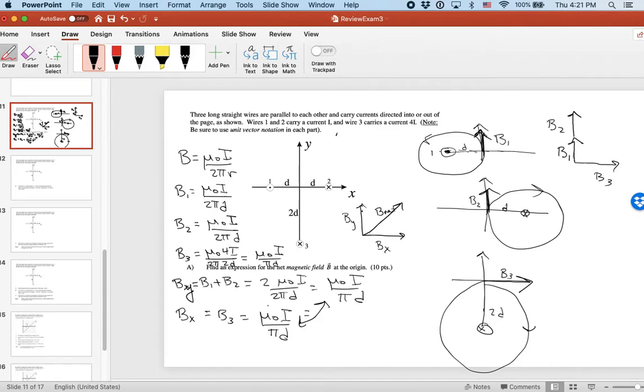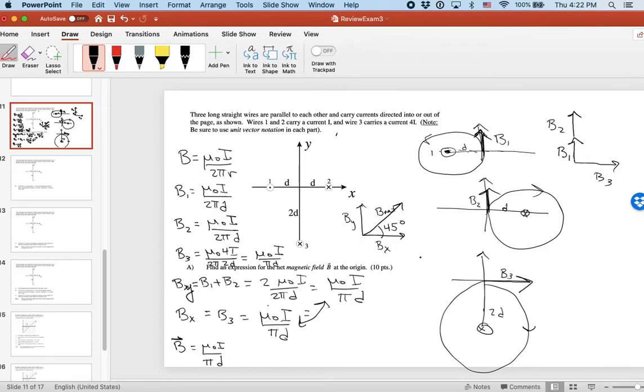And because Bx and By are equal, that means this angle is 45 degrees. So if I want to write this out as a vector, which is what I need to do, B is equal to mu naught I over pi d, and this is the positive x direction, right?